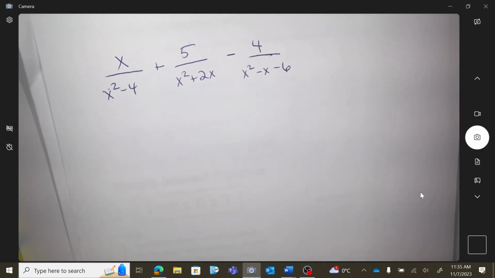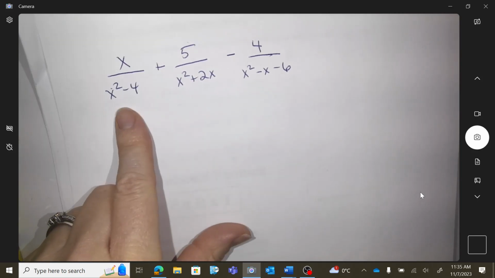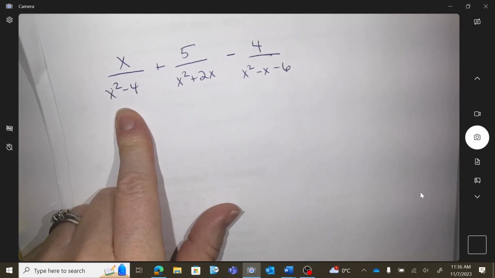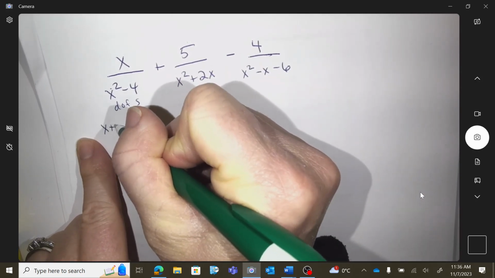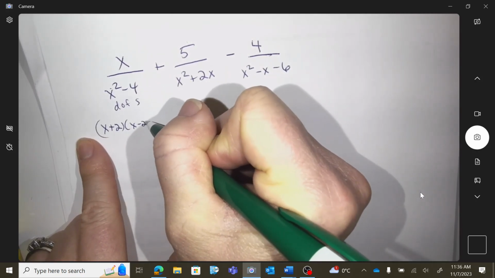Okay, so when you start these questions, you should start by looking at the bottoms and how can I factor them. Okay, so the first one is a difference of squares. So it would be x plus 2, x minus 2.